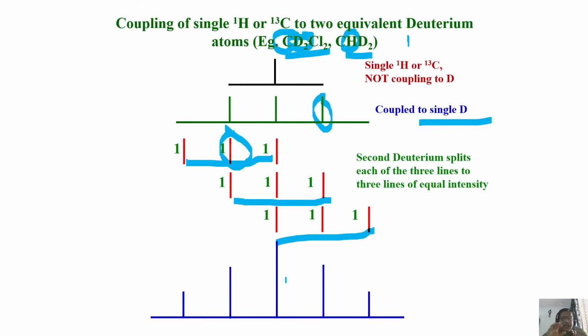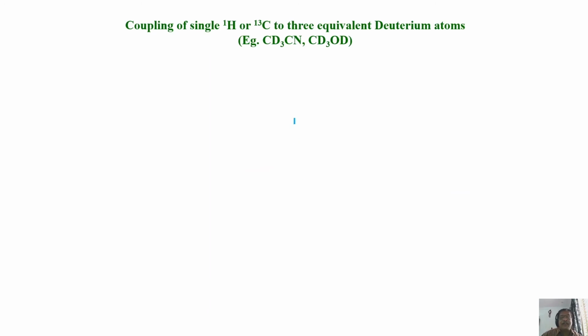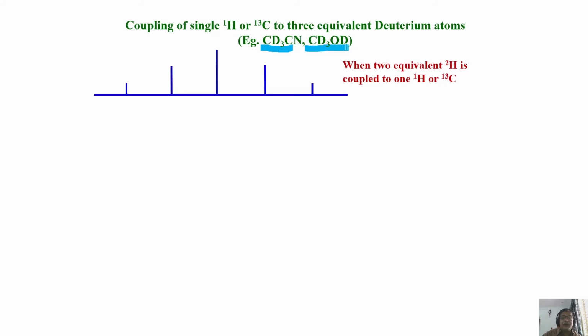You got the point, how to generate the splitting pattern when a spin-half nucleus is coupled to spin-1 nuclei, whether it is one spin or two chemically equivalent spins. It could be three also, and we can generate that later. Now the example of CD3CN or CD3OD. Let us see what happens when two equivalent 2H are coupled to one proton or carbon-13. We already got this one, 1, 2, 3, 2, 1 intensity. Now I am bringing in the third deuterium. What will happen when I bring in the third deuterium?